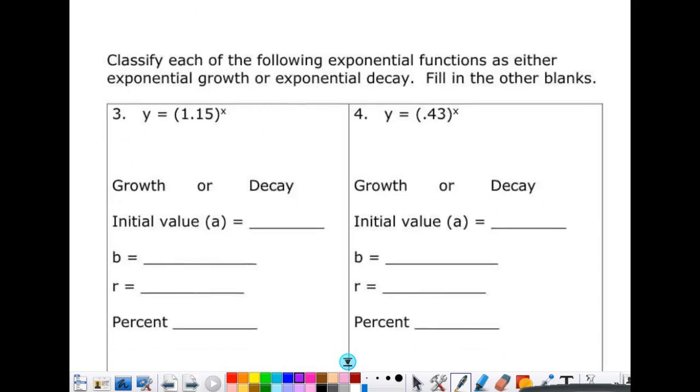Okay, so now we have something here. There's a 1 in the front. A, B to the X power. Is this growth or decay? This is growth, because B is greater than 1, so it's growth. What was the initial value? A 1. Something started at 1. We don't know what. What is the B value? 1.15. What's the rate?